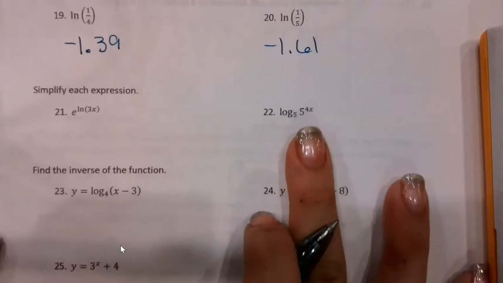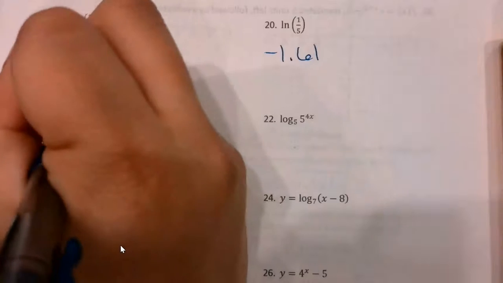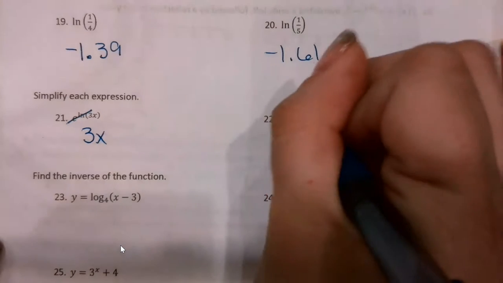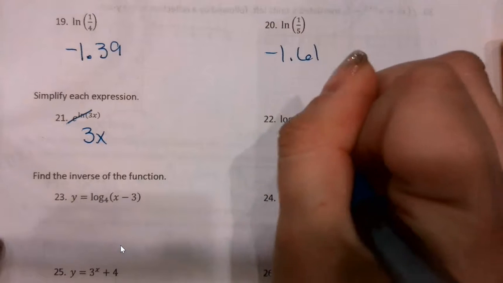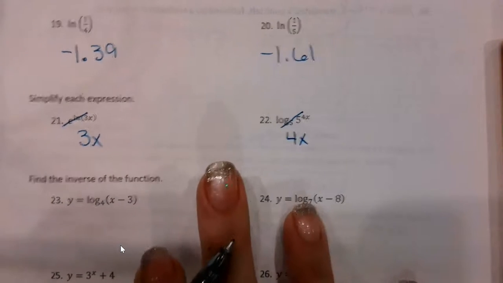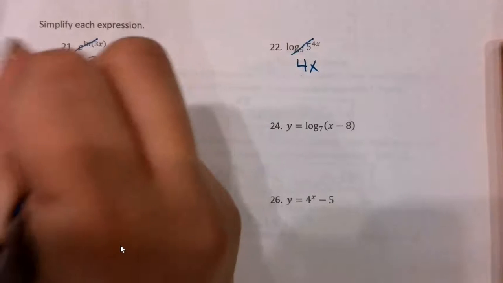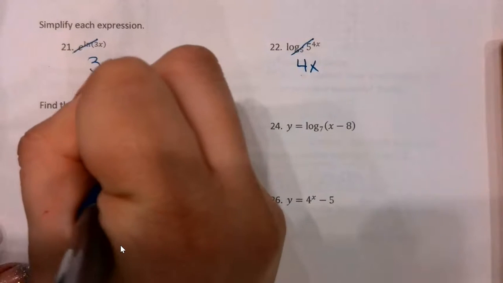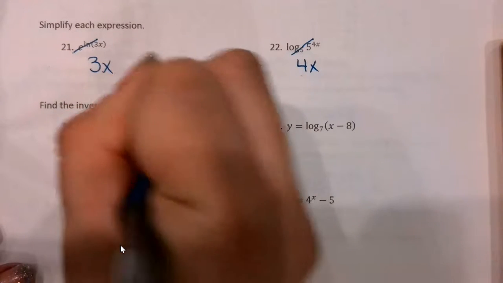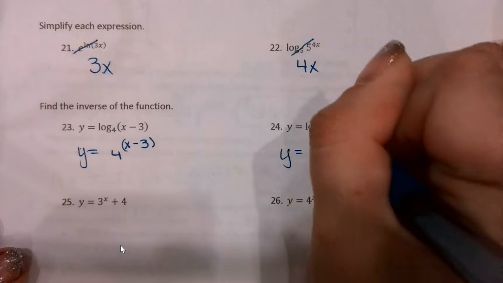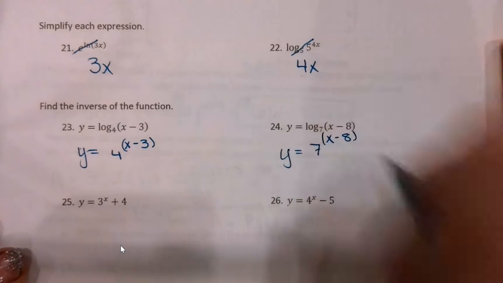Okay, these ones want me to simplify each expression. E and ln are inverses, so I'm just left with 3x. Log base 5 and 5 are inverses, so I'm left with 4x. Over here, it wants me to find the inverse of the function. I end up with y equals 4 to the x minus 3 exponent. When it's log, I switch it and turn it into a base and put it as my exponent. So over here, this one is going to be y equals 7, x to the negative 8 exponent.